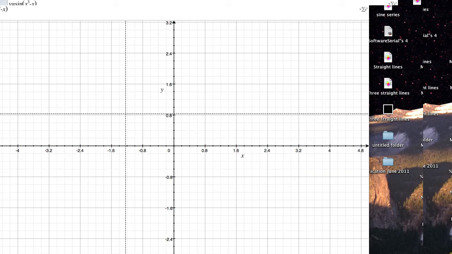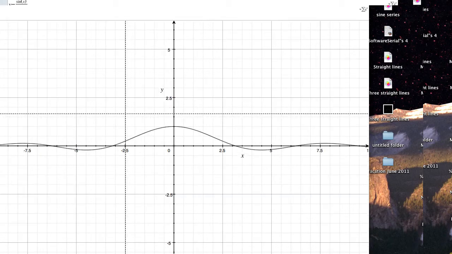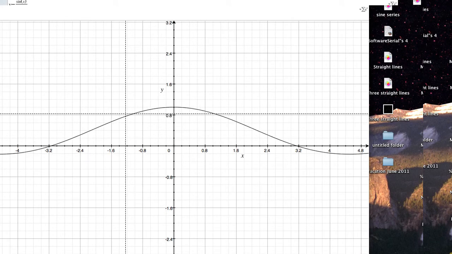Let's look at this function. This is sine of x divided by x. This is an even function. Now, what is interesting about this function, let me zoom out a bit, is that the numerator is an odd function and the denominator is an odd function. But when we divide the two functions, we get an even function. Okay.